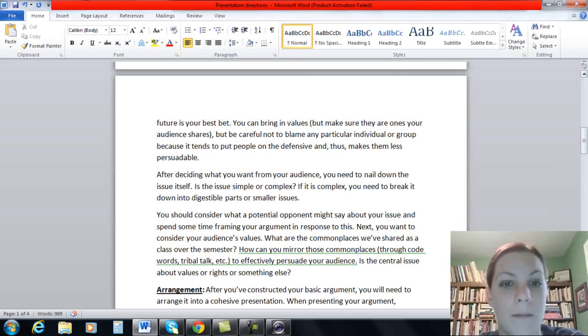After you decide what you want from your audience, you need to nail down the issue itself. Is it simple or complex? If it is complex, which most of your issues are, you need to break it down into digestible parts. You need to also consider what a potential opponent might say about your issue and spend time framing your argument in response to this. Again, you want to appear as reasonable as possible.